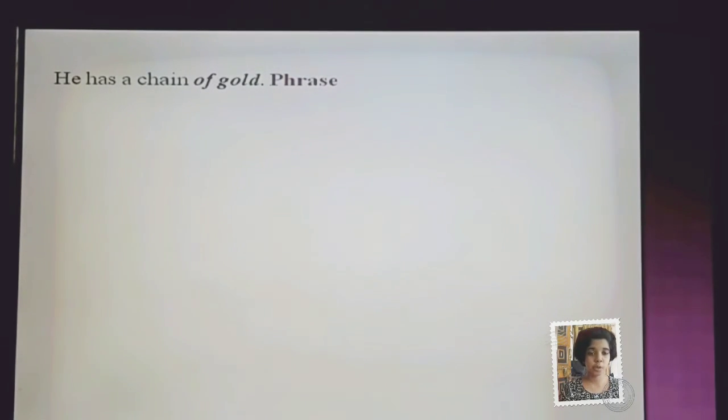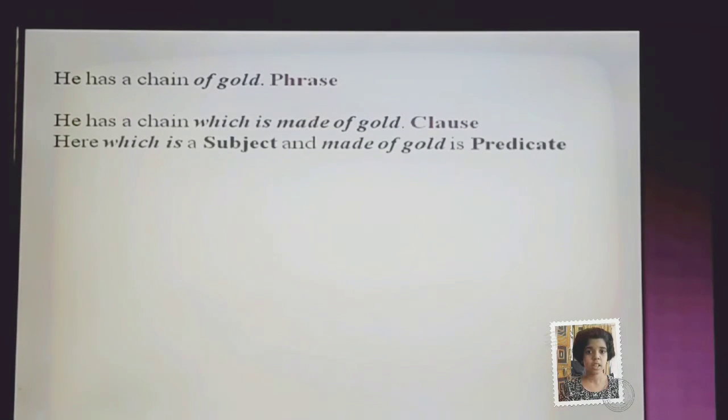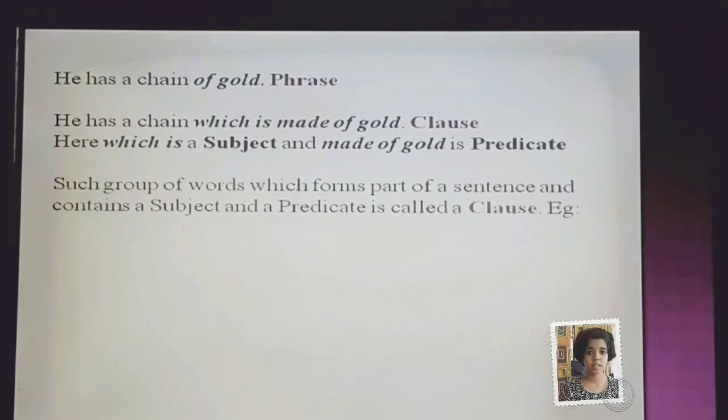He has a chain of gold. Of gold is a phrase. He has a chain which is made of gold. Which is made of gold is a clause. Here, which is a subject and made of gold is a predicate.